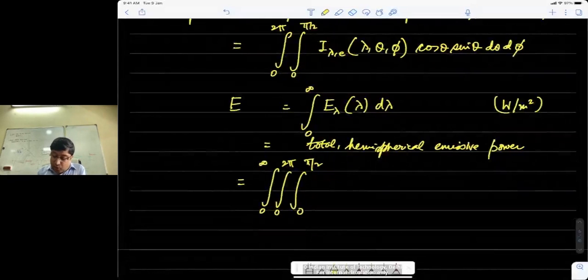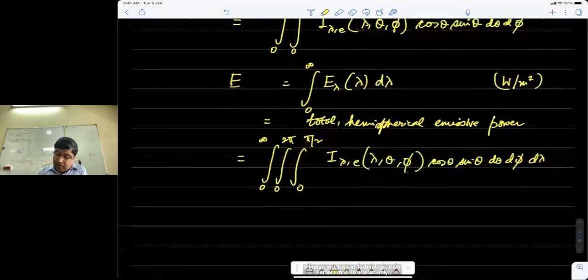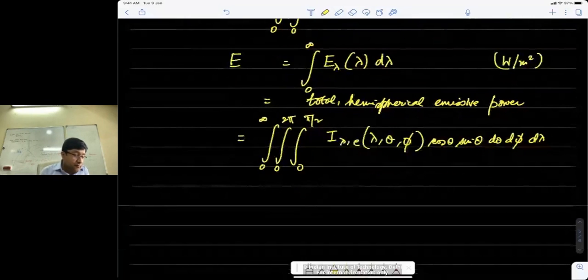Okay, so I was saying that total hemispherical emissive power would then be, because we have this integral over wavelength as well, we can write this as the integral of I lambda e of lambda, theta, phi, cosine theta sine theta d phi d lambda. So that would be the total hemispherical emissive power in its full glory, if you want to say.